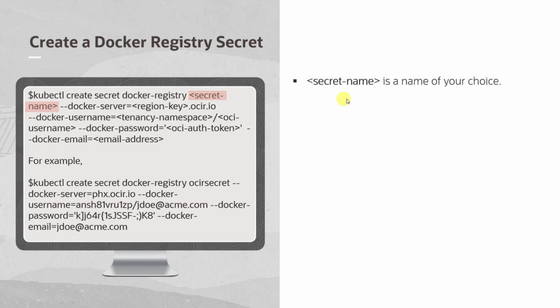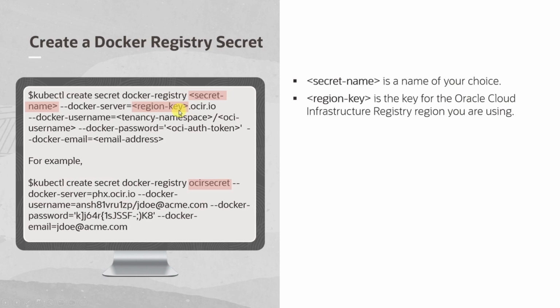Placeholder like secret name is the name of your choice. As you can see in the example, we've given it the name OCIR secret. Region key should be replaced with the key for the Oracle Cloud Infrastructure Registry region you are using. In this case, as you can see, it's PHX.